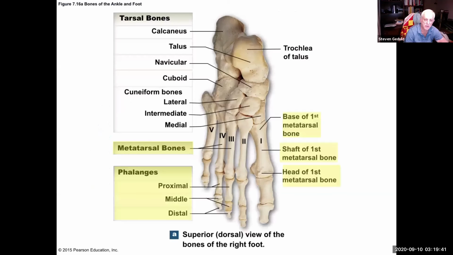Okay, and then the metatarsal bones. You have the tarsal bones up here. These are your tarsal bones, and these are your metatarsal bones. There's 5, just like in the hand. In the hand, they're carpal bones. In the foot, they're tarsal bones.